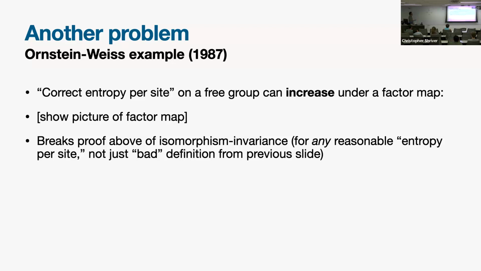Okay, yeah, and also what it tells you is that if you are going to try to define an invariant to replace the KS entropy rate, and you want to prove it's isomorphism invariant, you're not going to have the same proof as before, I guess. That's just a smaller comment.